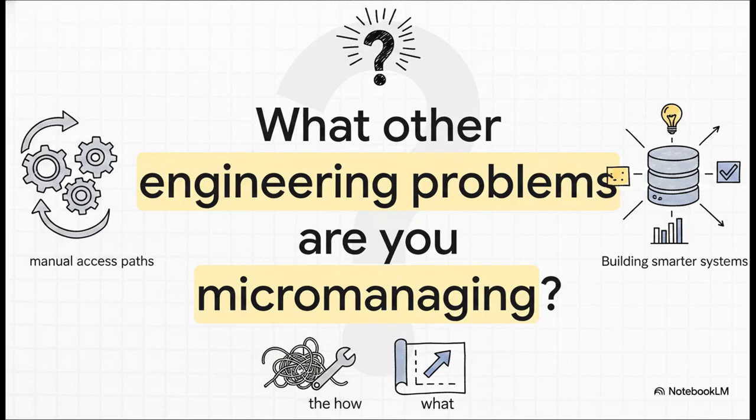As we wrap up this explainer, I really want to leave you with a thought. We've seen how liberating it is to hand over the how to the database and just focus on the what. It fundamentally changes how we design systems from the ground up. So take a look at your own application architecture today. Are you fully leveraging the power of declarative intent, or are you still manually writing those access paths? If a good query language figures out how to fetch your data, what other engineering problems are you still micromanaging?